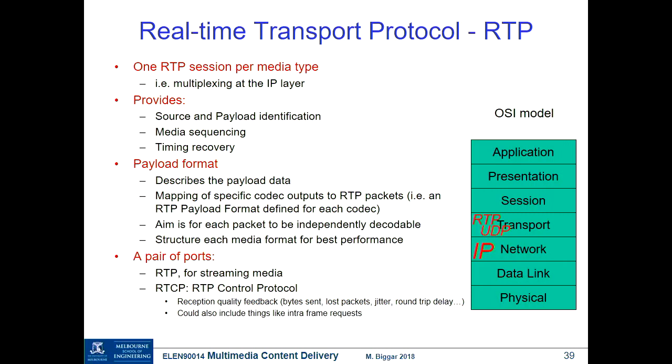And when we set up an RTP connection, we actually set up a pair of ports. So there's RTP, the real-time transport protocol for the actual streaming media, but there's that associated control channel that would be expected to run over TCP. And so we open one port for RTP, one port for RTP control protocol. So I've got a diagram coming, I think, of that.